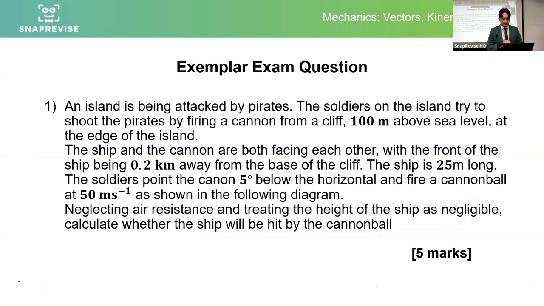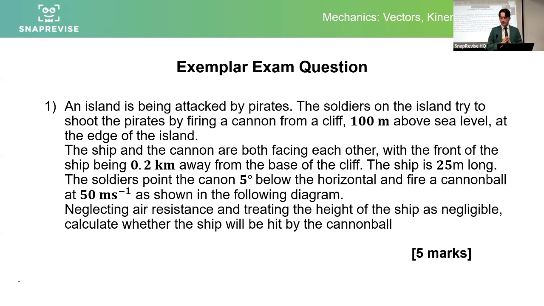An island is being attacked by pirates. The soldiers on the island try to shoot the pirates by firing a cannon from a cliff 100 meters above sea level at the edge of the island. The ship and the cannon are both facing each other, with the front of the ship being 0.2 kilometers away from the base of the cliff. So we're probably going to do a little drawing of this. The ship is 25 meters long.